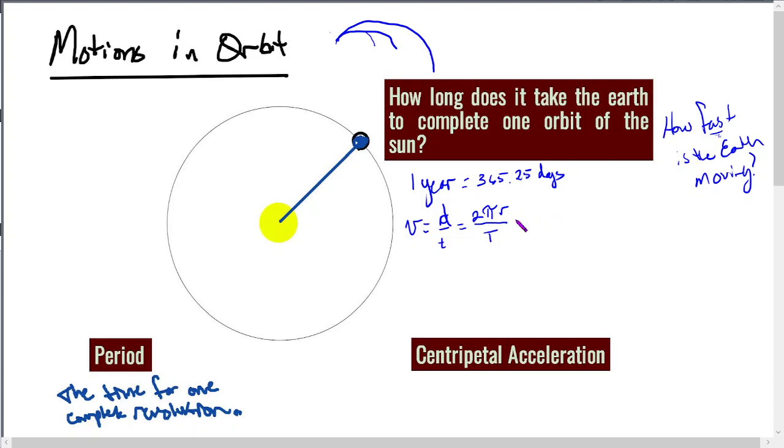We're going to have to convert this down to meters per second, so it's going to get a little tricky here. I will tell you that this radius, this distance, is 1.497 times 10 to the 11th meters.